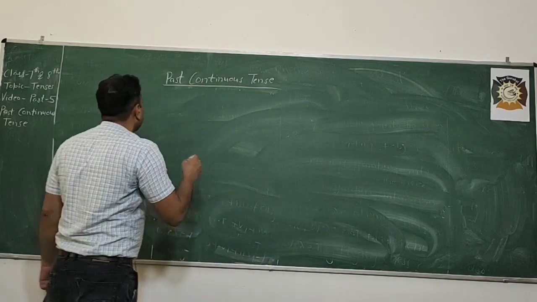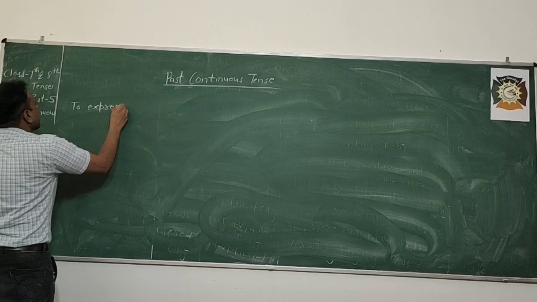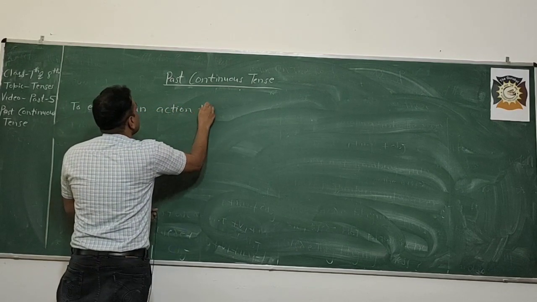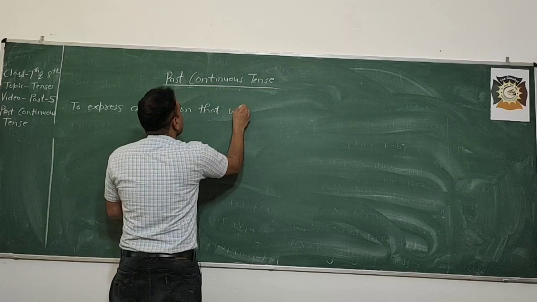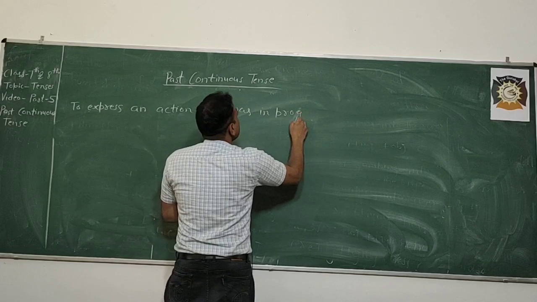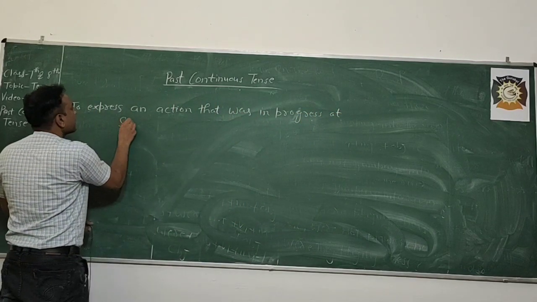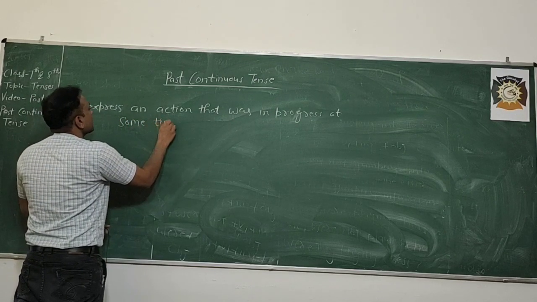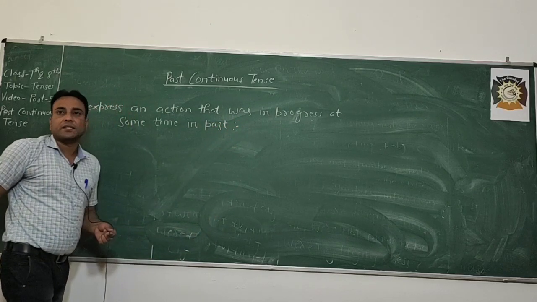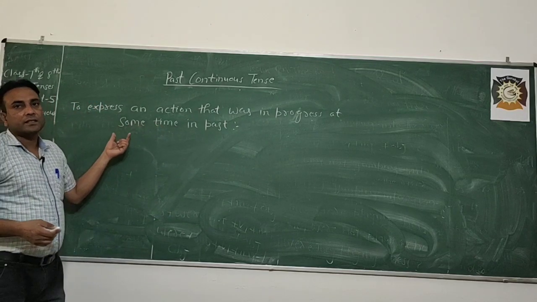First of all, let me write it on the board. To express an action that was in progress at some time in past. To express an action that was in progress at some time in past. And what's the example?